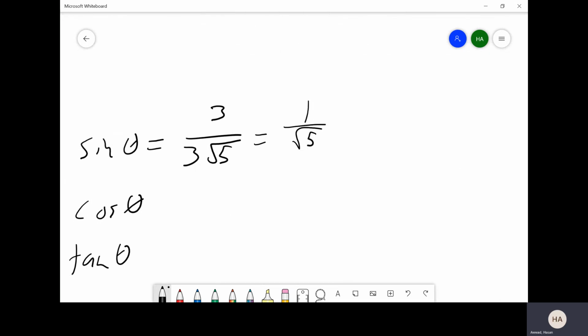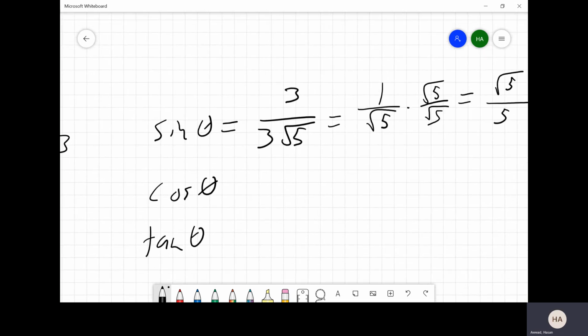Remember that if we have a square root in the bottom, to rationalize, we multiply top and bottom by that same root, so square root of 5. Because what happens? We get square root of 5 squared in the denominator, which just leaves us with 5. And now we have square root of 5 up top. So we've now gone ahead and we've rationalized this. We get square root of 5 over 5, and that's our answer for sine of theta.